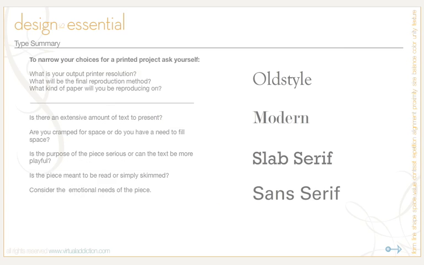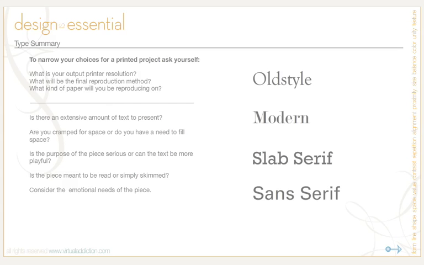To narrow your choices for a printed project, ask yourself, what is your output printer resolution? Is it low, which is about 72 to 144 dpi, or that could also be considered a very old printer, printing to a newspaper or penny saver, fax? Is it medium, which is 300 to 600 dpi, or is it high resolution, like an image setter, and that could be anywhere from 1270 to about 2540 dpi.